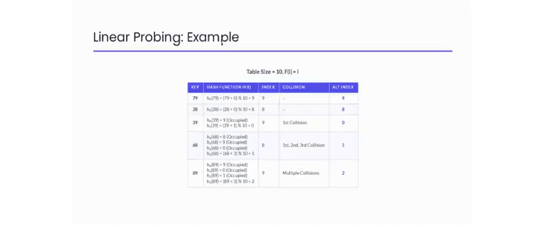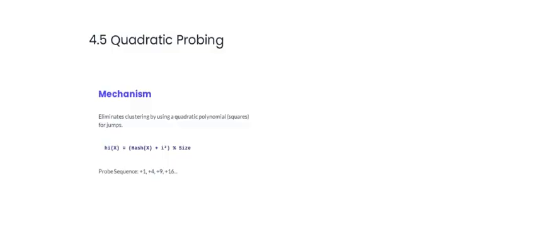Okay. And the next one is quadratic probing. So it eliminates the clustering by using a quadratic polynomial. The formula for that is h of x is equal to hash of x plus i square modulo size. So this is the difference between quadratic probing and linear probing. The only difference is i square. There, the formula we have seen is i, here it is i square. Other than that, everything is the same. We can see the example here too.